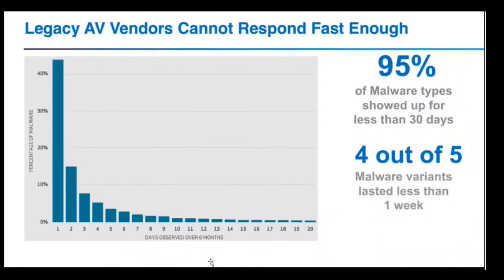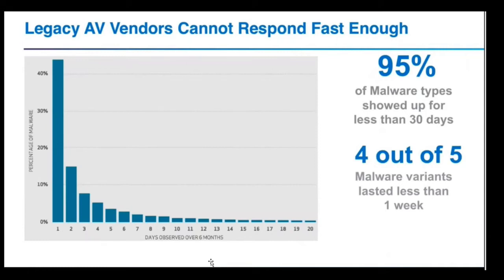90% of legacy antivirus vendors cannot respond fast enough. 95% of the malware that shows up is only available or in use, active in the wild, for 30 days or less. 4 out of 5 variants that we've seen lasted less than 7 days. In other words, the campaign was over, launched, and done in less than a week.